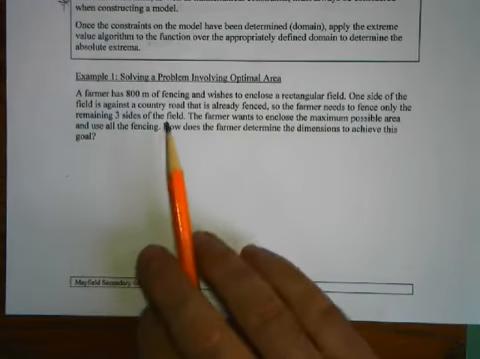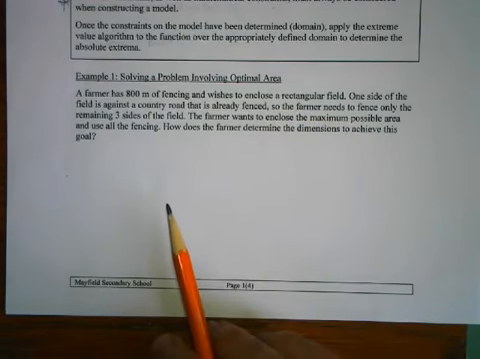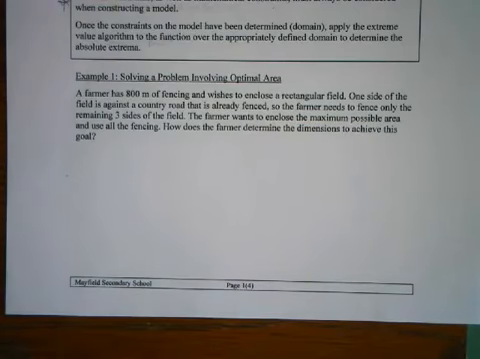A farmer has 800 meters of fencing and wishes to enclose a rectangular field. One side of the field is against a country road that's already fenced, so the farmer needs to fence only the remaining 3 sides of the field. The farmer wants to enclose the maximum possible area and use all the fencing. How does the farmer determine the dimensions to achieve this goal?